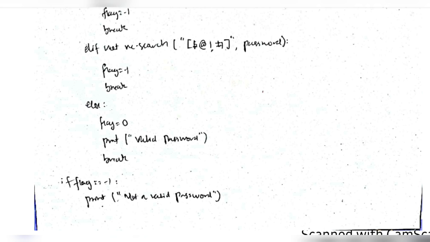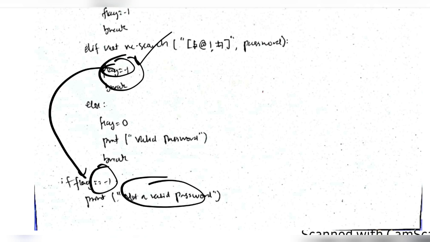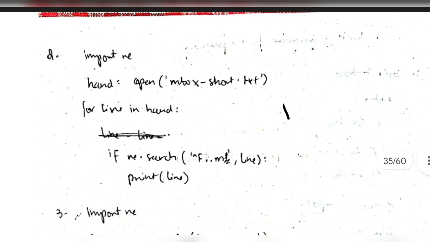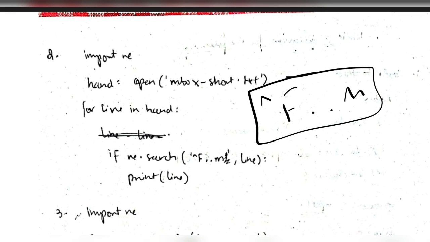Then finally we will check if any of these conditions was true, at that time flag was -1. We will check flag is equal to -1, it should print not a valid password. Okay, next question is write a program to search for the lines that start with F followed by 2 digits, and after that 2 words, and after that it is followed by M. So this is the starting part of the line. What we do is first we will import the regular expression module and then we will open the text.